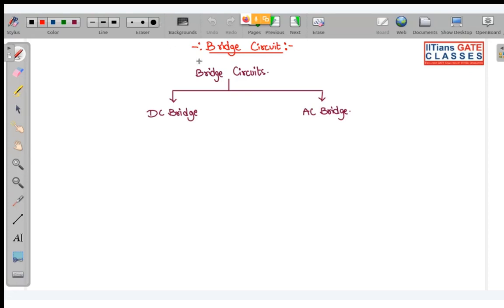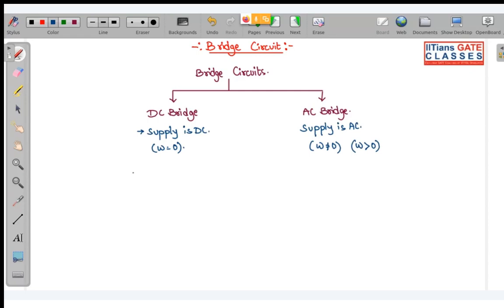Now bridge circuits are basically of 2 types, DC bridge and AC bridge. In DC bridge, the supply is DC. In AC bridge, the supply is AC. DC supply means frequency is 0. AC supply means frequency is not equal to 0, a positive value. It means the voltage or the current is continuously changing. It is not constant with respect to time.